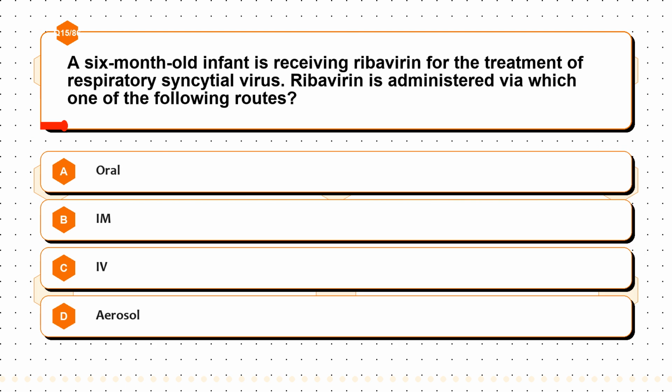Question 15. A 6-month-old infant is receiving ribavirin for the treatment of respiratory syncytial virus. Ribavirin is administered via which one of the following routes? Here are the options. Option A. Oral. Option B. IM. Option C. IV. Option D. Aerosol.